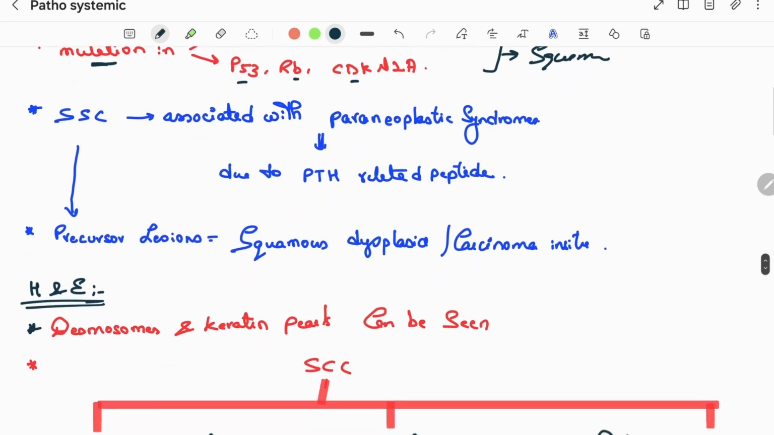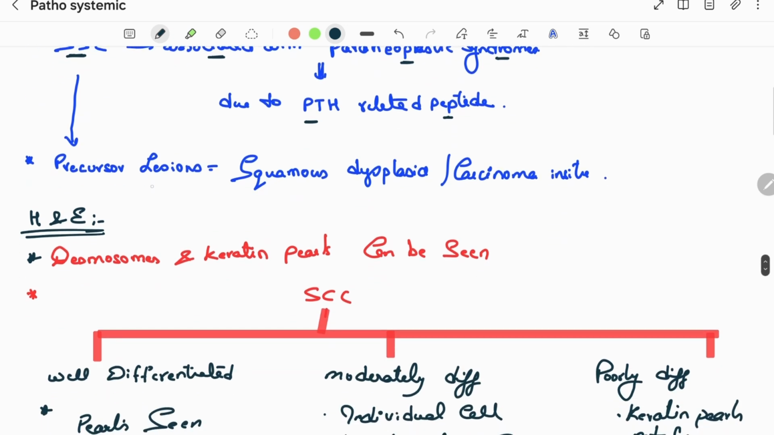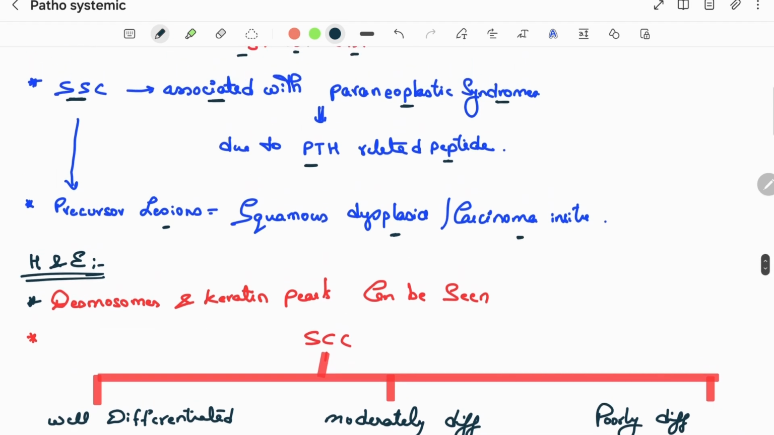Next one is association. Squamous cell carcinoma is associated with paraneoplastic syndromes. These are related to parathyroid hormone, which is produced by peptides. The precursor lesions are squamous cell dysplasia and carcinoma in situ. These are the precursor lesions of squamous cell carcinoma.